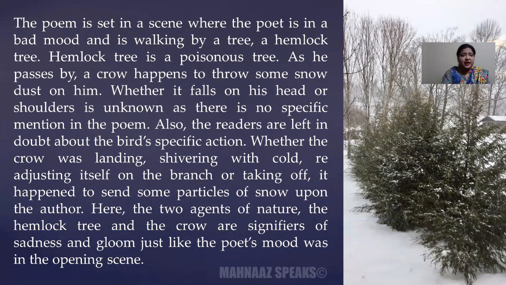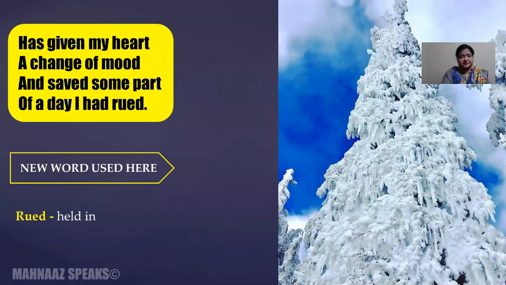As he passes by, a crow happens to throw some snow dust on him. Whether it falls on his head or shoulders is unknown, as there is no specific mention in the poem. Also, the readers are left in doubt about the bird's specific action. Whether the crow was landing, shivering with cold, or adjusting itself on the branch or taking off, it happened to send some particles of snow upon the author. Here, the two agents of nature, the hemlock tree and the crow, are signifiers of sadness and gloom, just like the poet's mood was in the opening scene.